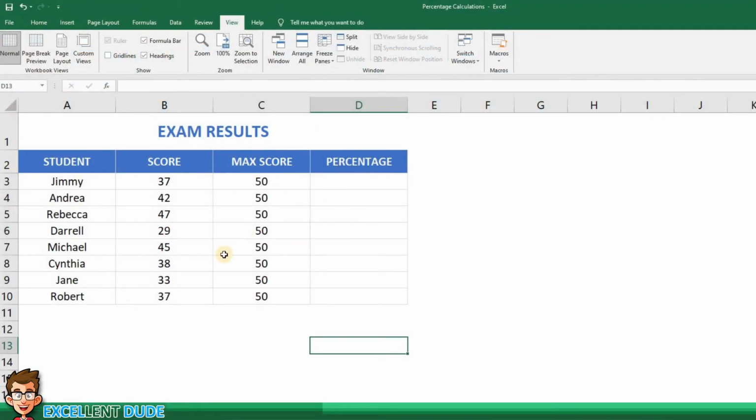I'll start with a basic example of exam scores. In this example, we have the scores of a number of students on their latest exam. In column B is the student's actual score out of a possible 50 shown in column C. To calculate percentage, I'll divide the score in column B by the max score in column C using the following formula.